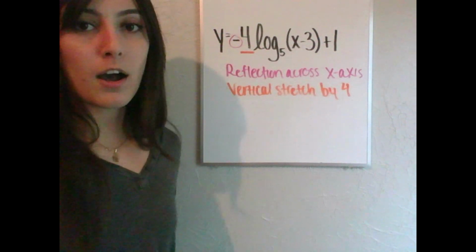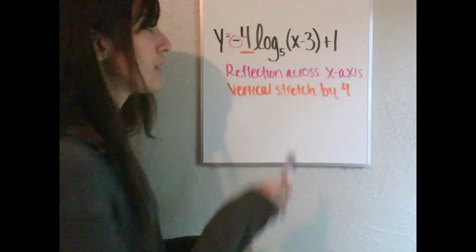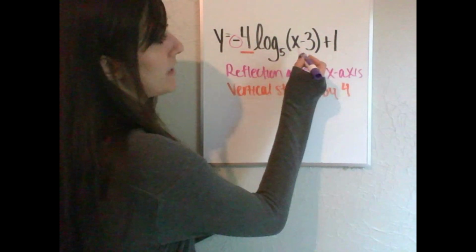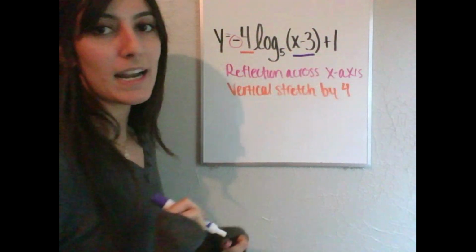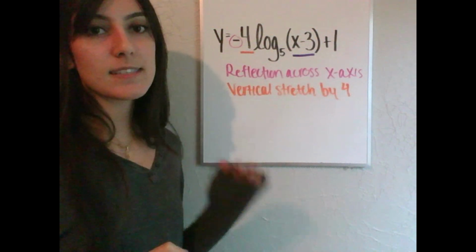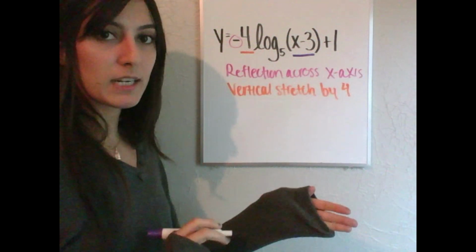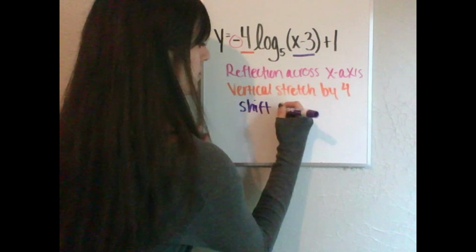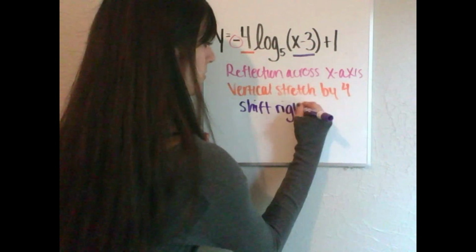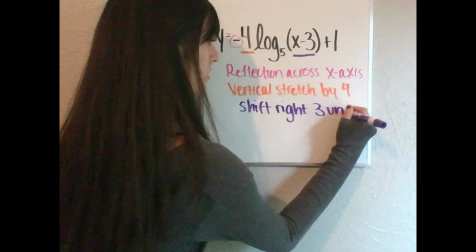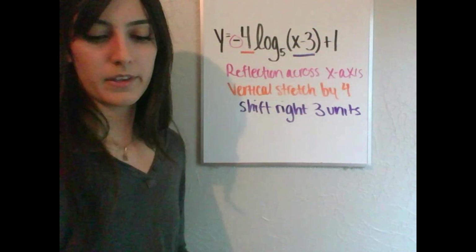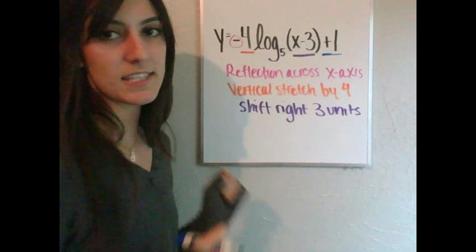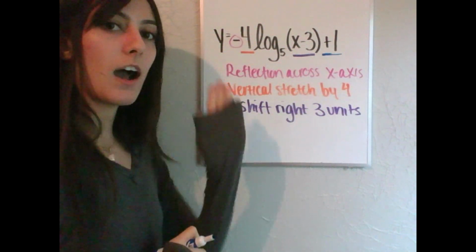We have a base of 5, but this is not going to affect our transformations. Inside of our parentheses, we have an x minus 3. So that tells us that we're going to move to the right 3 units. And lastly, we have a +1 outside of our parentheses. So that's going to shift us up 1 unit.